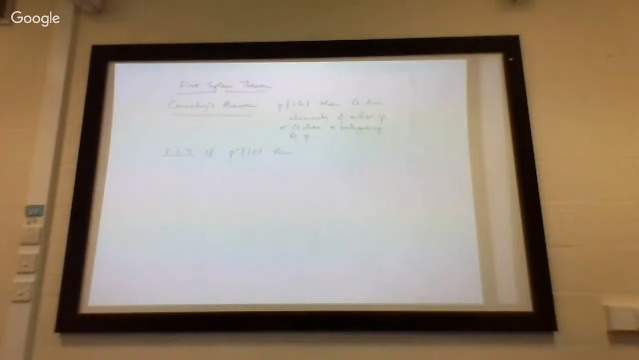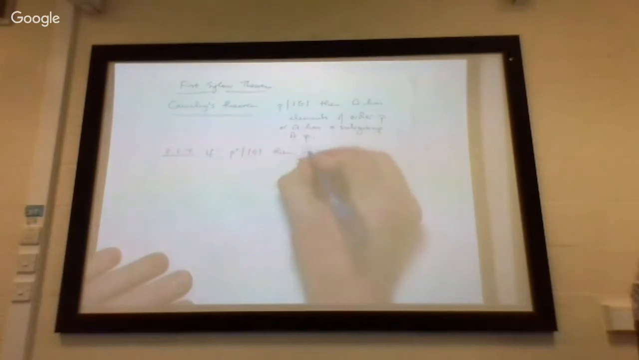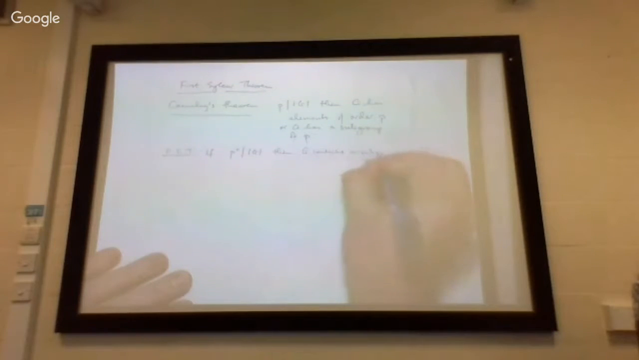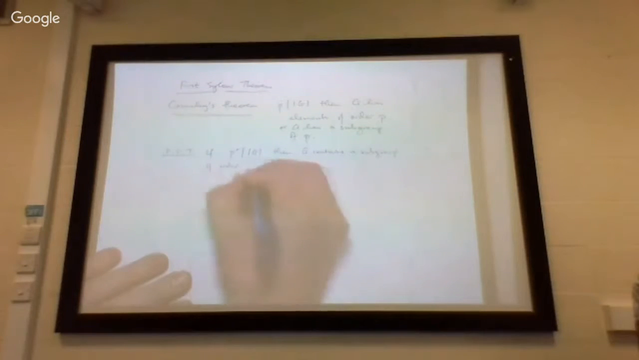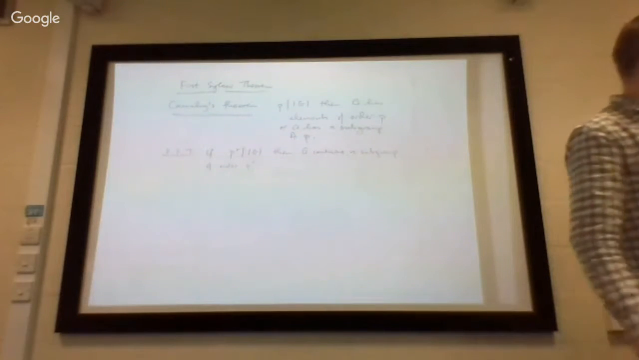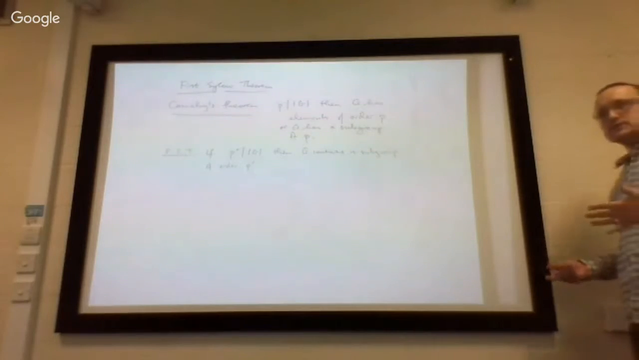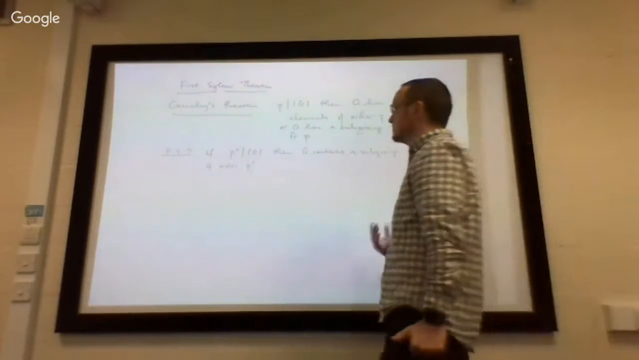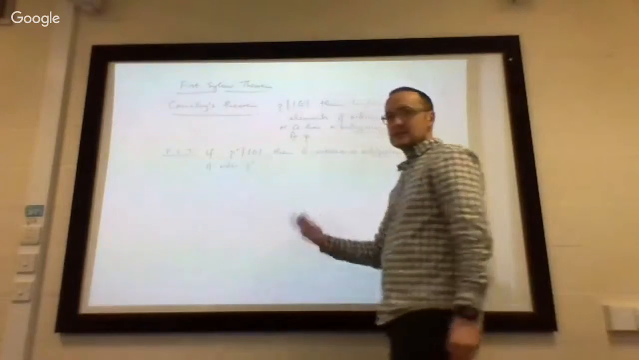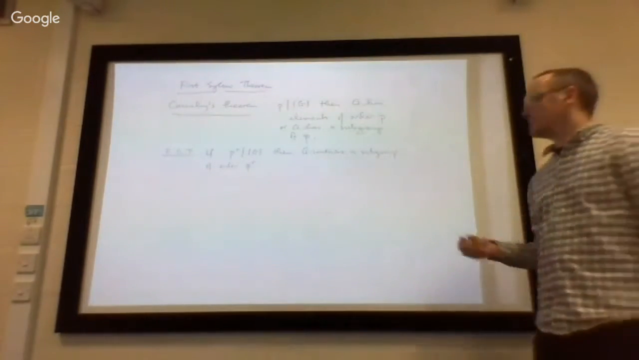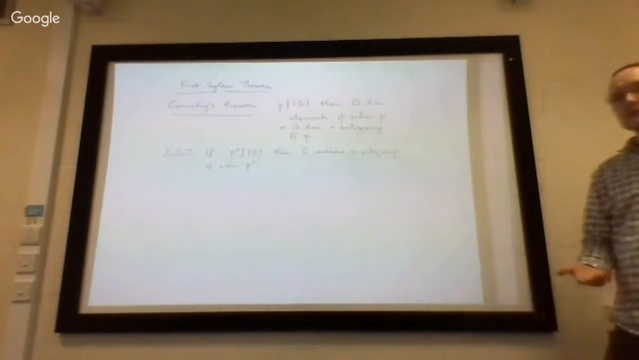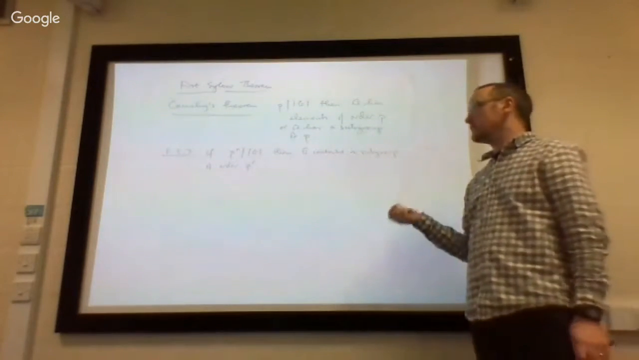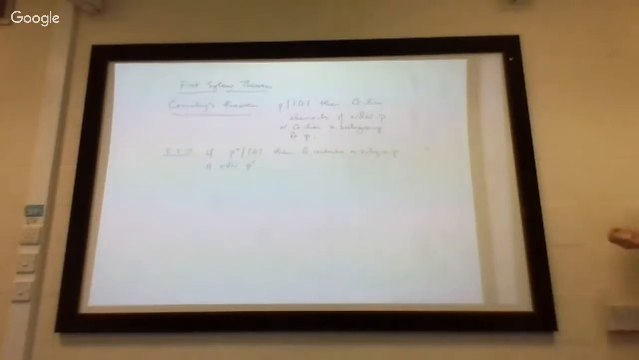Then G contains a subgroup of this order, of order p to the r. Now, that's not the same as saying it's got elements of order p to the r. If it had an element of order p to the r, then yeah, that would generate a cyclic subgroup of size p to the r. But this subgroup that we're talking about might not necessarily be cyclic. It might not come from an element itself. Okay.